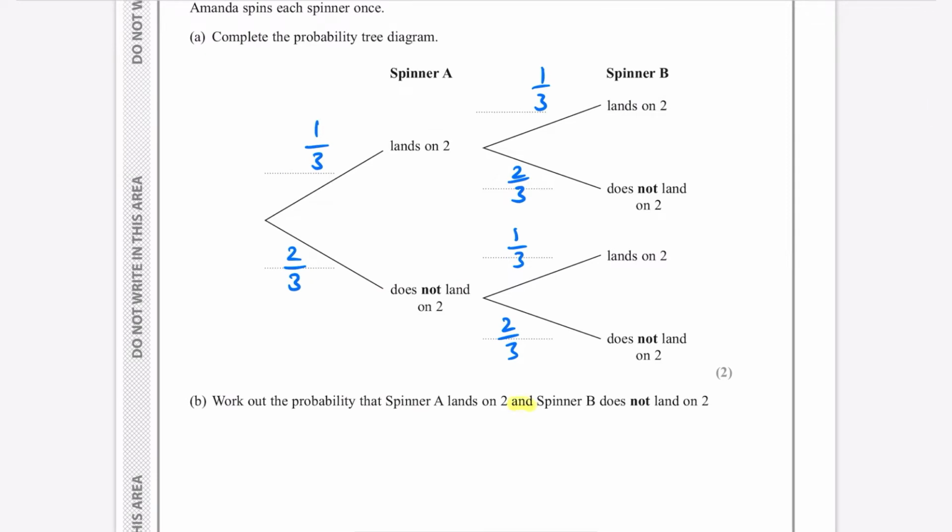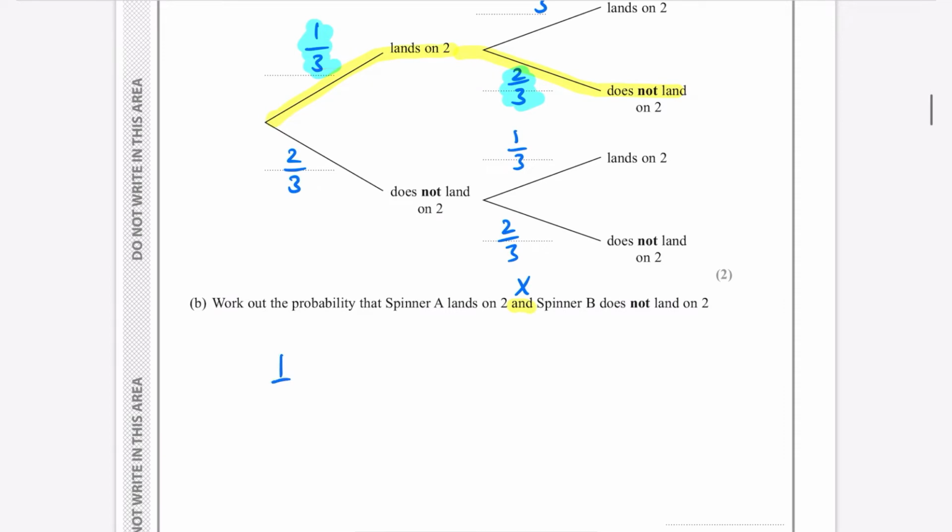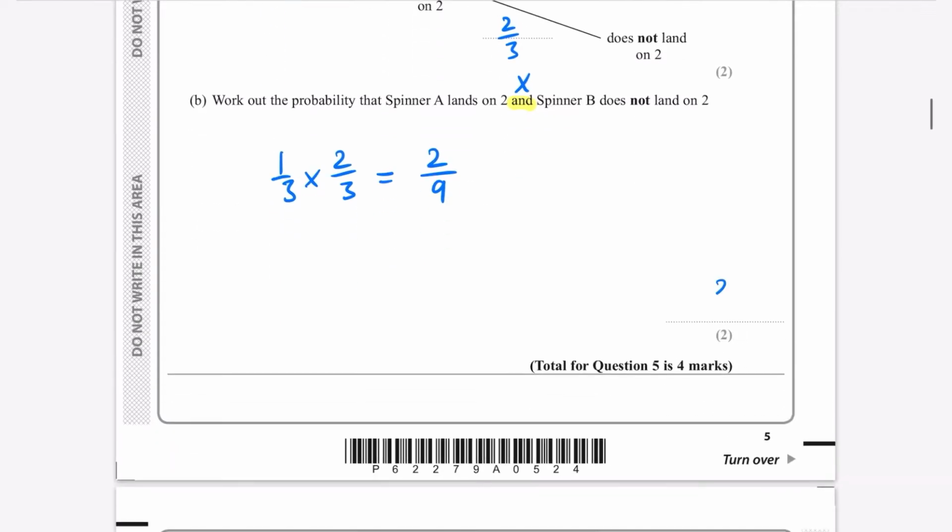So first of all, we have an AND, which means it's going to be a multiply. We want A to land on 2, and then we want B to not land on 2. So the probabilities we're going to use are 1/3 and 2/3, and we're literally just going to multiply those together. So we're just going to do our 1/3 multiplied by 2/3. Of course, you can do this on your calculator as well, but we just get that the probability is 2/9. You don't need to write out the answer again, but I'm just going to write it on the dotted line anyway.